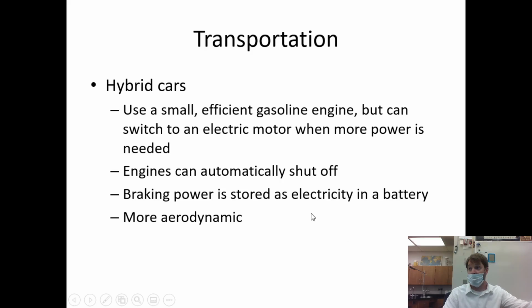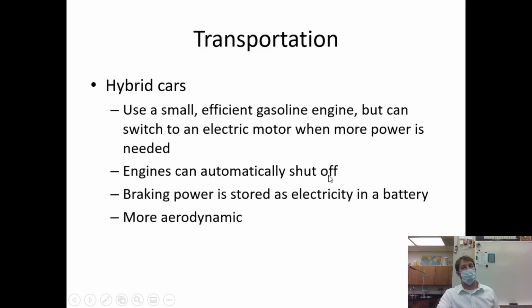One of those technologies is hybrid cars. So hybrid cars, they use a small, efficient gasoline engine. So the smaller the engine, the less heat loss. But they can switch to an electric motor when more power is needed. So they have a motor that's shut off a lot of the time.